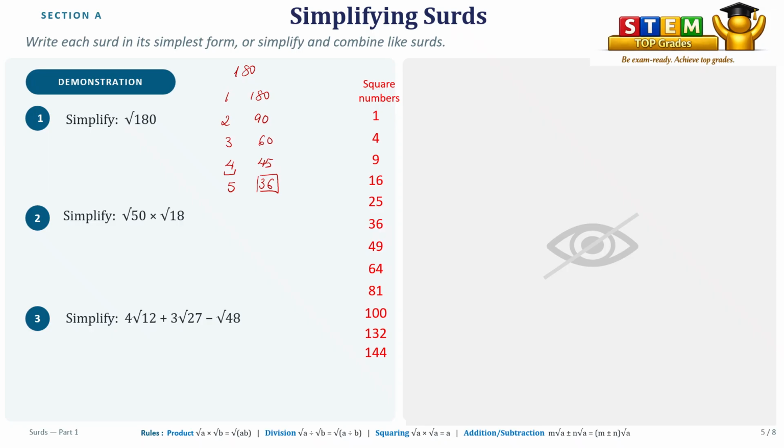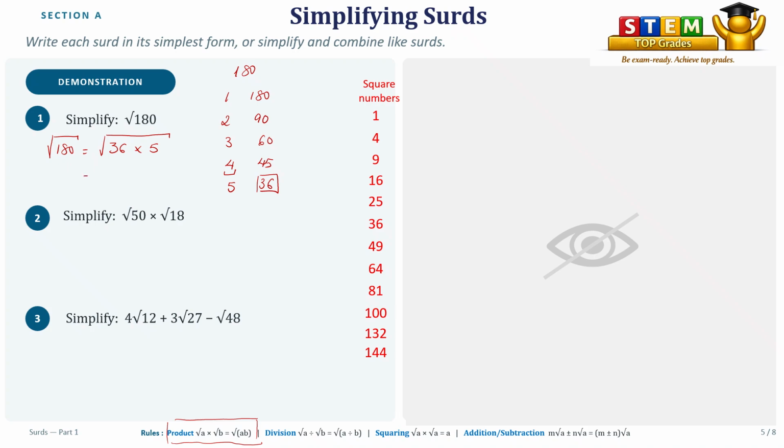Therefore, if you take the square root of 180, you can split this as 36 multiplied by 5. Now, this will remind you of the product rule that you can see right at the bottom here. Okay, but we are using this in reverse.